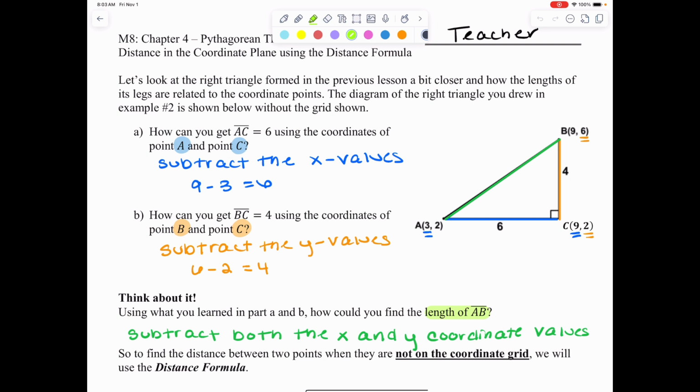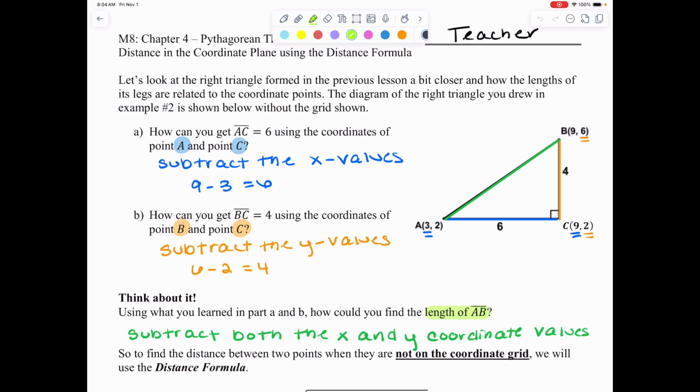Then in part B, if I look at why BC is 4 and I look at the coordinates, the way that I can get 4 is by taking the y coordinates and subtracting them. 6 take away 2 would be 4. So the y2 minus the y1, so the y from the second coordinate minus the y from the first coordinate would end up being 4.